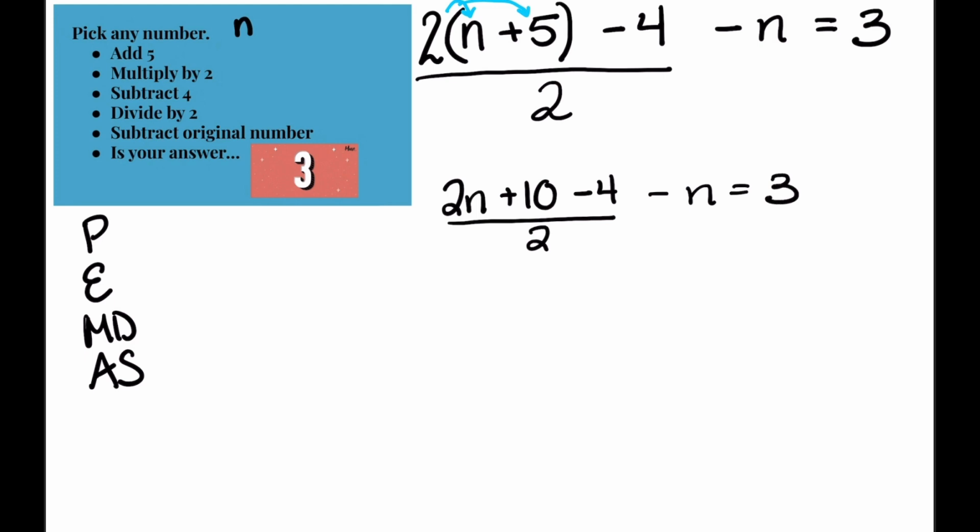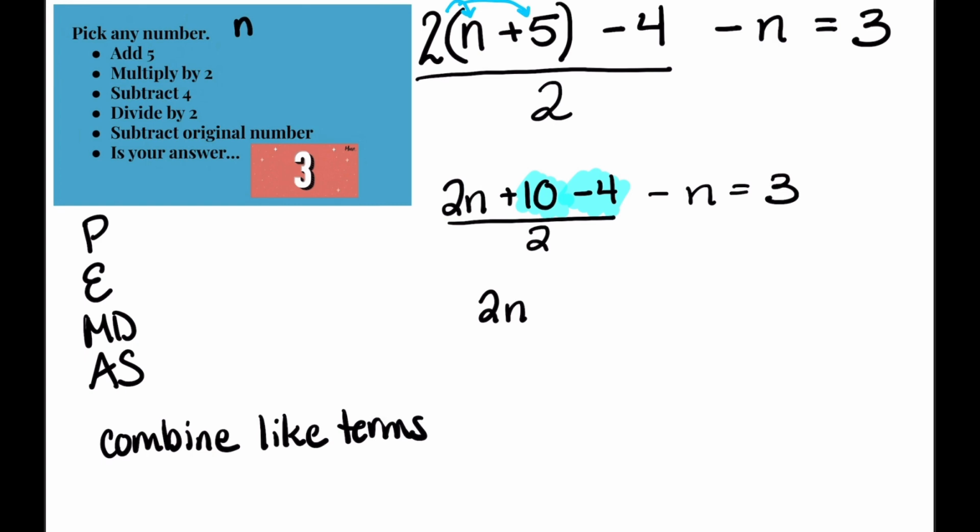Now, looking at it, is there anything else we can simplify? We're going to use another term. We're going to actually combine like terms. So looking at this, there is a place where I can combine these guys together. So 2n plus 10 minus 4. I can do that, 10 minus 4. And I'm going to get 6. So 2n plus 6. Look how much it's getting smaller and smaller. Divided by 2 minus a number equals 3.